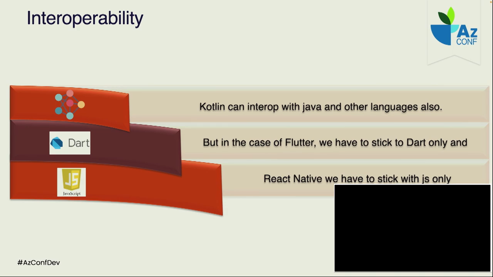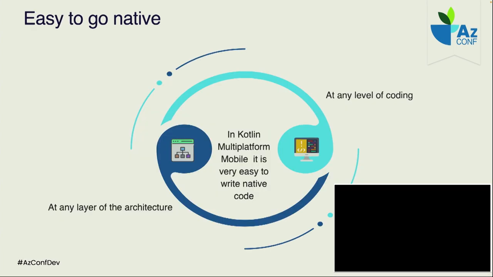But in the case of Flutter, we need to stick with the Dart language. React Native, we need to stick with only JS. And one more thing is, we can easily go to native. As I mentioned, KMM is a layered architecture. Then we can write shared common logic in the shared layer. And if something specifically needs to be implemented in a native way, then we can easily write the code natively with respect to the platform.